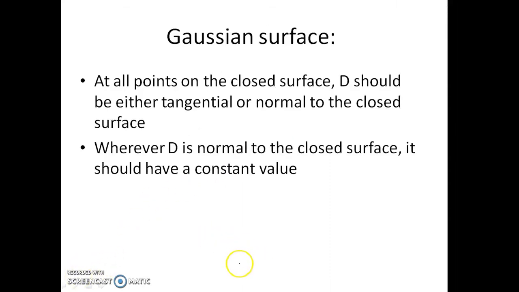Now, for a given charge distribution, to determine the electric field, we need to construct a closed surface. So to apply the Gauss law advantageously for determining the electric field, we can construct what is known as a Gaussian surface. This Gaussian surface has two properties, that is, at all points on the closed surface, the electric flux density should be either tangential or normal to the surface.